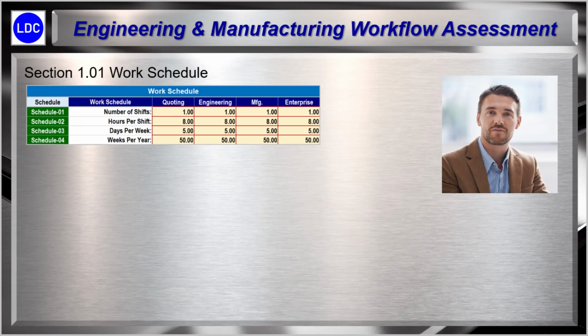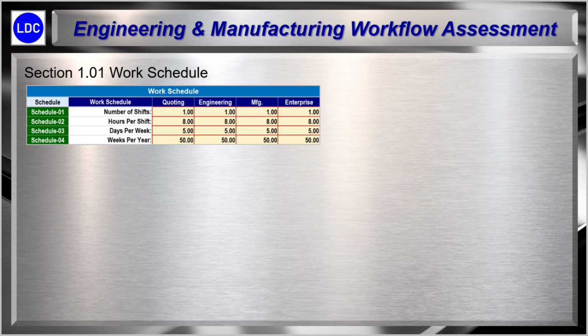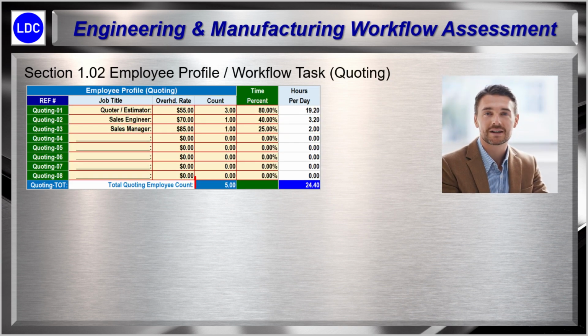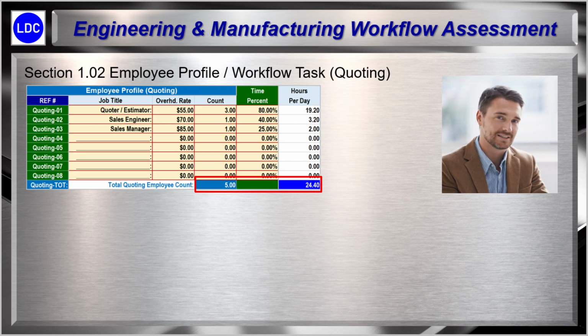This chart allows you to define the work schedule for each of the departments that handle quoting, engineering, and manufacturing workflow tasks. This includes populating each of the red outlined cells. In our illustration, there are 5 people that are dedicated to the quoting workflow process, which results in a quoting capacity of 24.40 hours per day with the percentage of time entered that is dedicated to the quoting process.